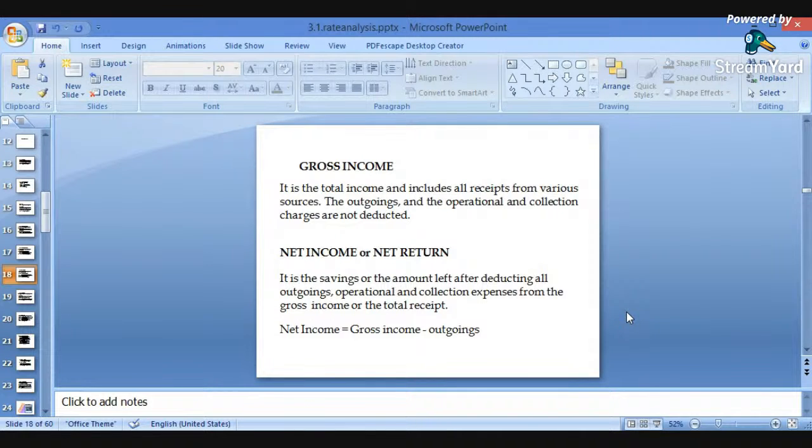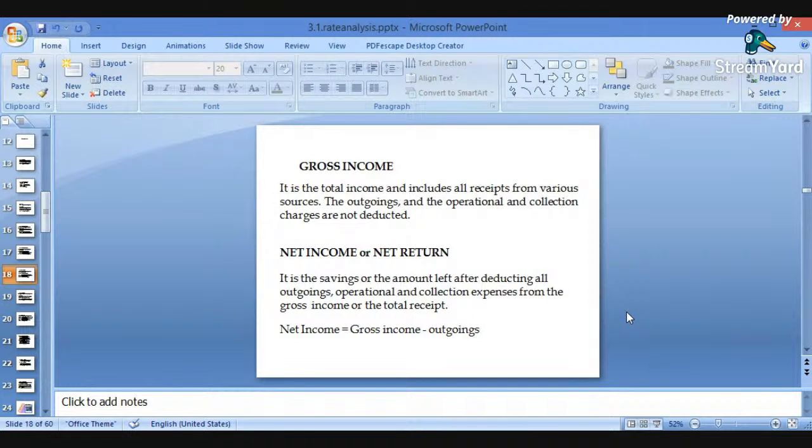Okay. So it is the total income and includes all receipts from various sources. The outgoings and the operational and collection charges are not deducted. There may be some operational charges and some collection charges. Some persons will be allotted for collections.